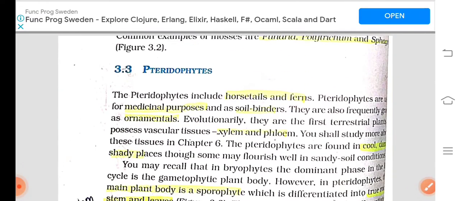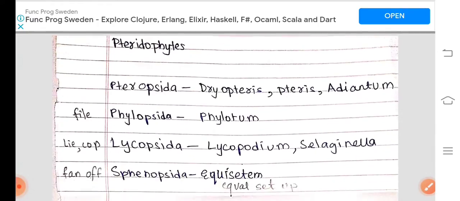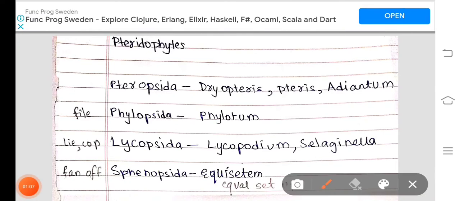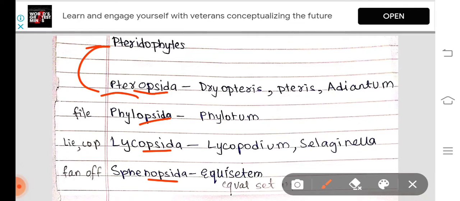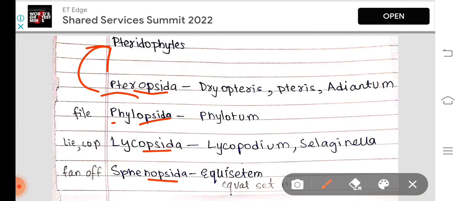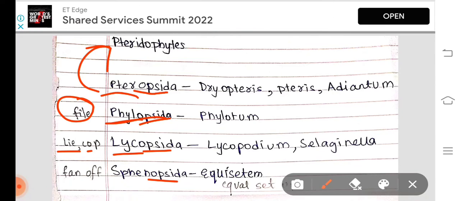Now let's see what are pteridophytes. First of all, I would like to give you the examples of pteridophytes. Pteridophytes are divided into 4 classes: Pteridopsida, Psilopsida, Lycopsida and Sphenopsida. How to remember this? The last word, opsida, is repeating. The first one, Pteridopsida, is very similar to pteridophytes, so you will remember it like that only. The second one, Psilopsida, you can remember through psil. Second, Lycopsida: Ly, झूठ बोलना, and cop, police. So Lycopsida, and last is Sphenopsida.